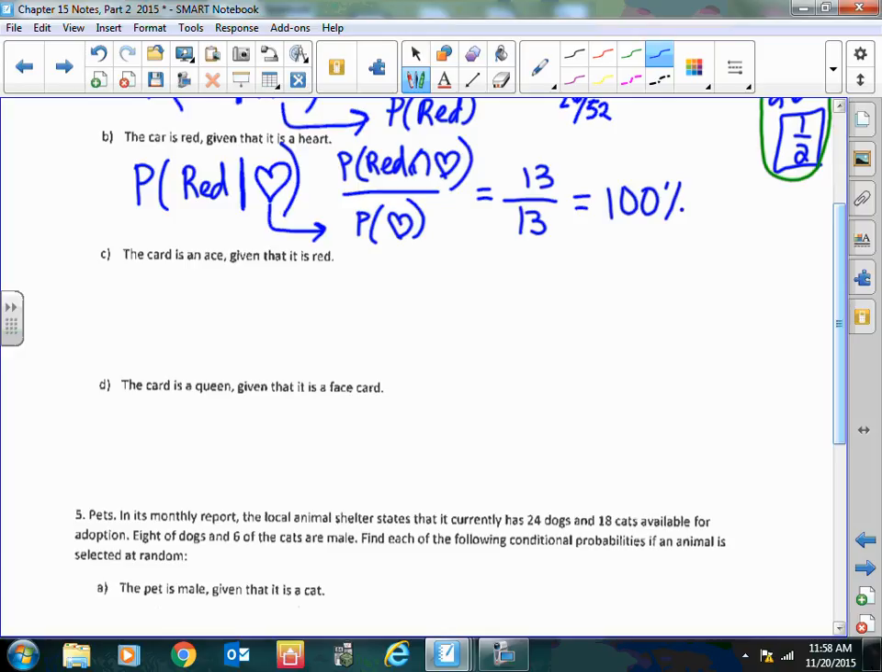I want you to try C right now because I have a feeling that you could fall for a little glitch, which is going to teach you something. So let's see how you do. There are 4 aces in a deck, 1 from each suit. So a spade, a club, a heart, and a diamond.